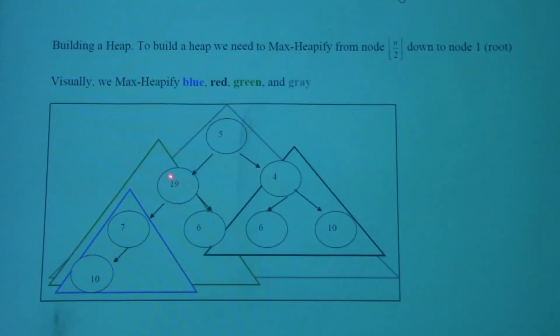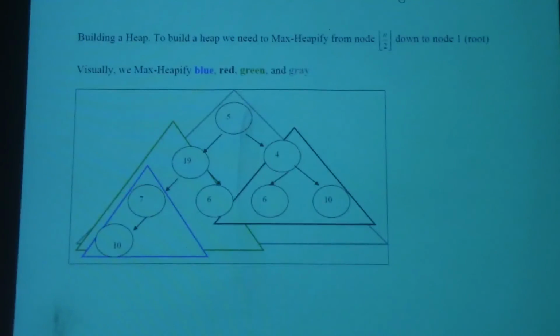And then I'm going to compare 5 against 6 against 10, and what's going to happen? 10 is going to come up, 5 is going to go here. And now I'm going to compare 5 against 7. 7 comes back up, 5 goes down. Does that make sense? Okay, so what is this algorithm called? It's called heapify, or in this case, max heapify, because we're making a max heap.